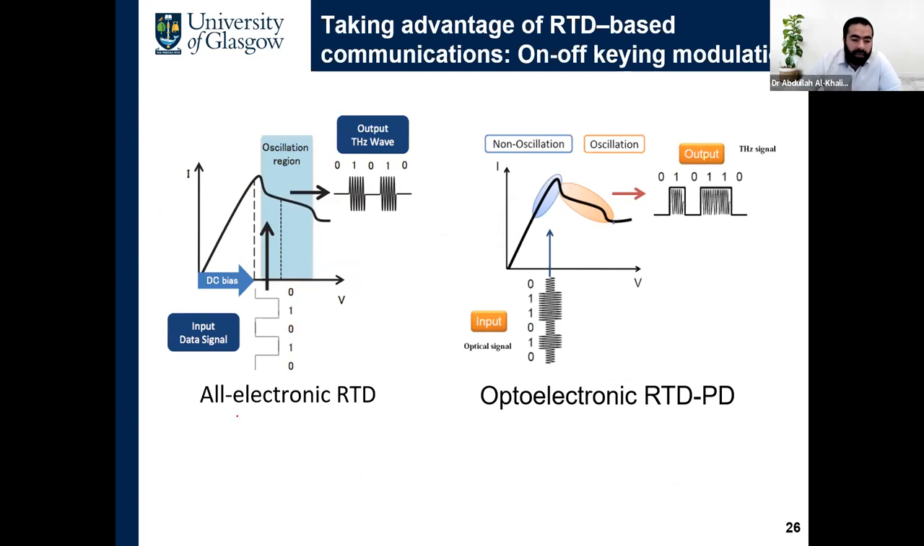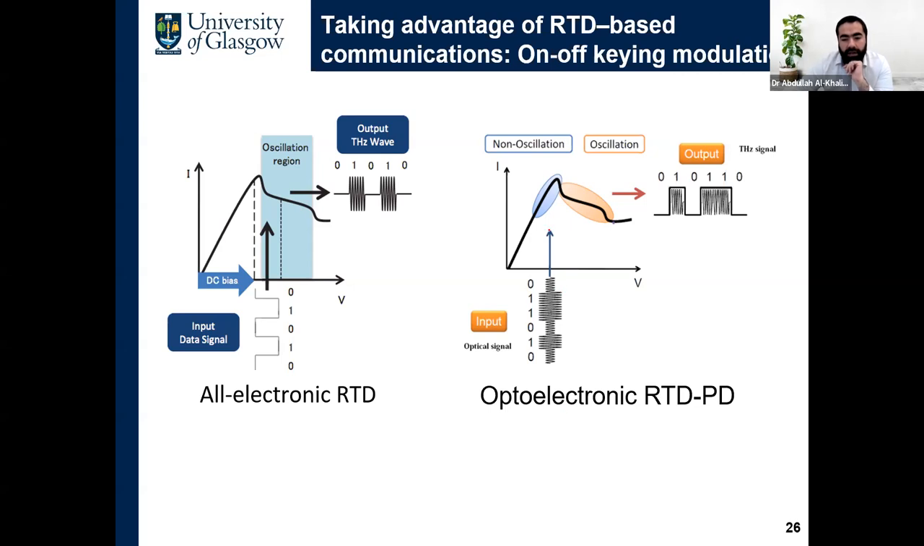Here on the left-hand side, we can see an electronic RTD. On the right-hand side, we see an optoelectronic RTD. As I mentioned before, we can bias the device in the NDR region or the NDC region, and then we can input a data signal. This data signal will modulate the output. So basically these zeros and ones, once we modulate this device with the input data, we can generate an output terahertz wave that carries some data.